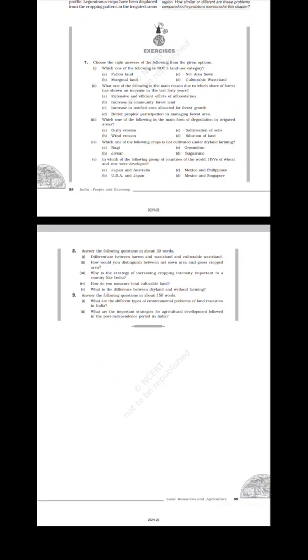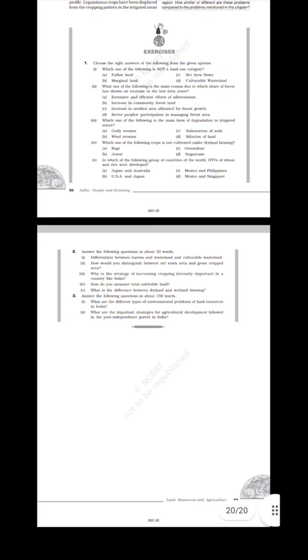Answer the following questions in about 150 words. What are the different types of environmental problems of land resources in India? What are the important strategies for agriculture development followed in the post-independence period in India?